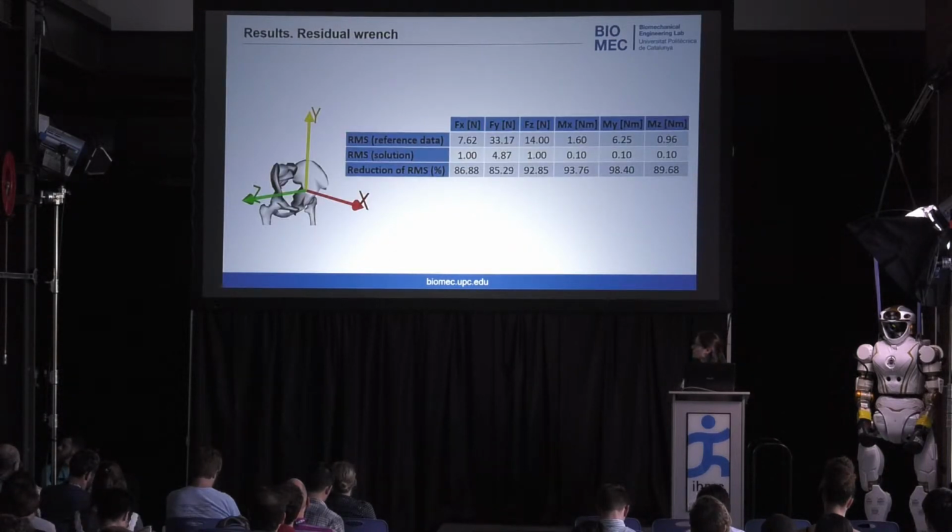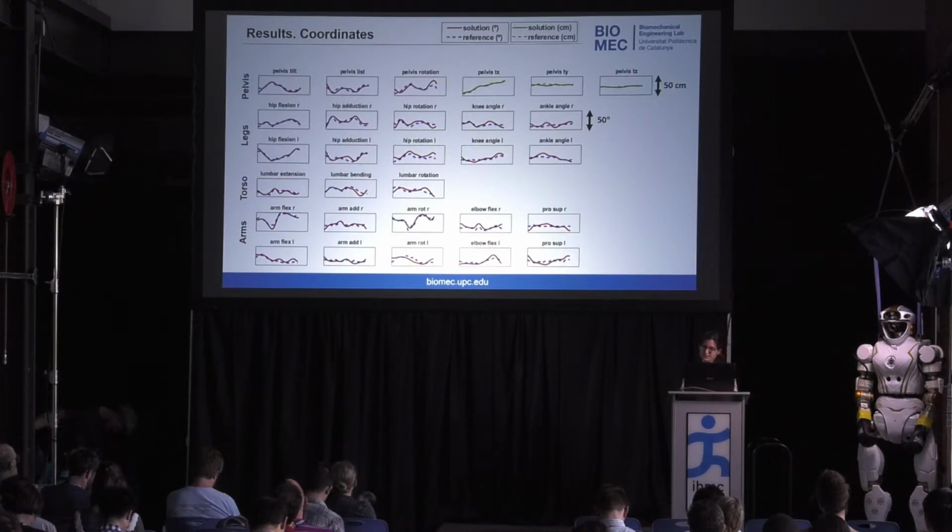Here we have some results. We can see for each component of the residual loads the root mean square before and after optimization, and we can see that it has been reduced more than 85% in each component. If we look at the coordinates, we can see that they are slightly modified in order to achieve this reduction of the residual.